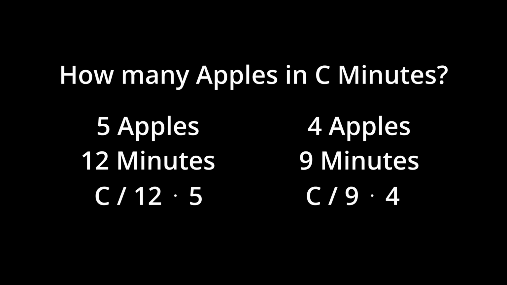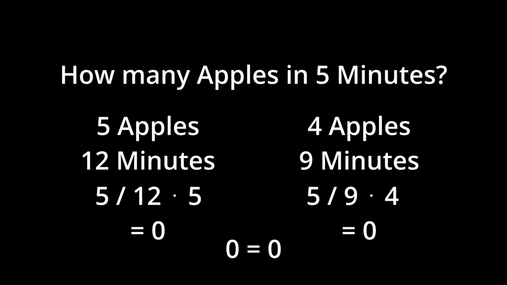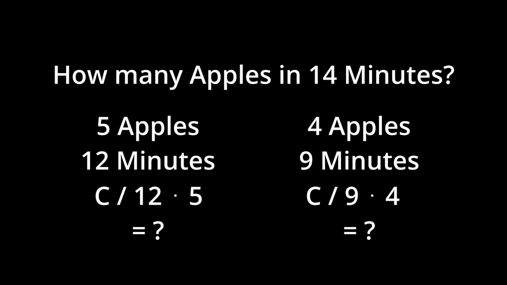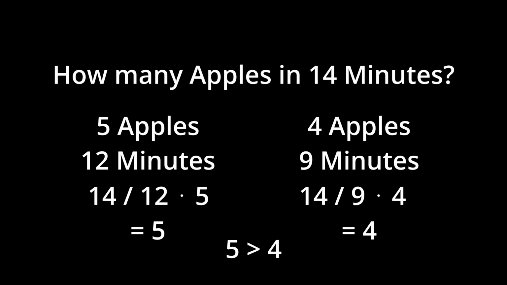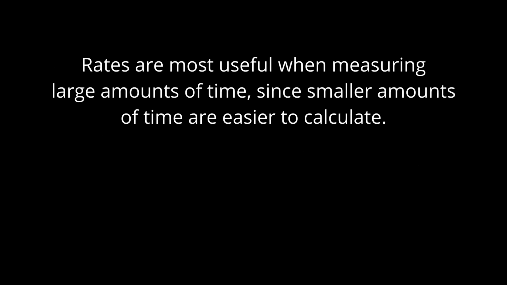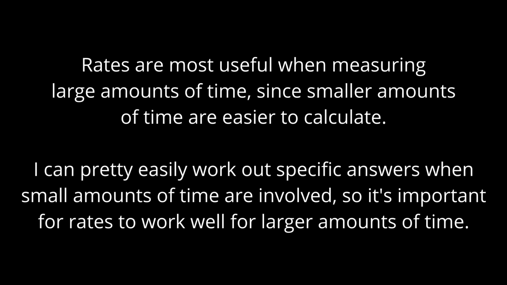Now, I can't just pick any old time to compare the rates at. If I picked 5 minutes, for example, I'd not be able to gather any apples in either case. If I picked 9, I'd be able to gather 4 apples in this case, but wouldn't be able to gather any in the first. And if I picked, say, 14, well, then I'd be able to get 5 in the first case, but still just 4 in this one. I need the amount of time that I pick to be large compared to the amount of time used in both of the rates. And I think it would be nice if it divided by both of them without leaving any remainder.